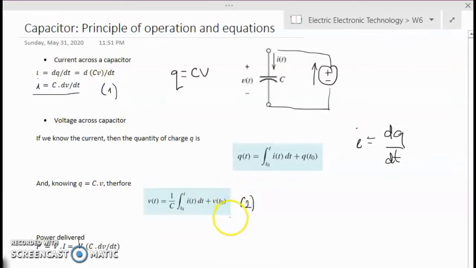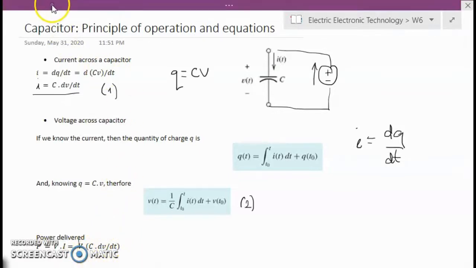Knowing the current and the voltage, we can deduce the next electrical parameter, which is the power delivered. Power is V multiplied by I, and as we know that I equals C dV over dt, we can therefore calculate the power delivered by a discharging capacitor, equals V multiplied by C dV over dt.